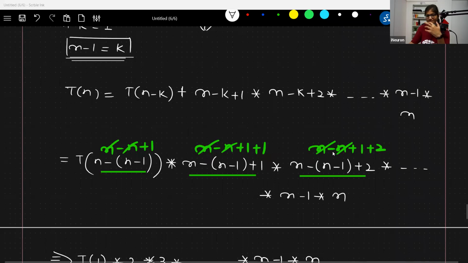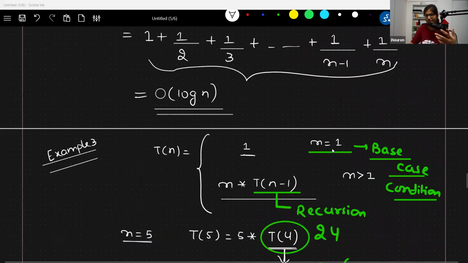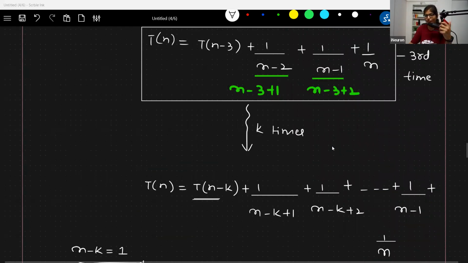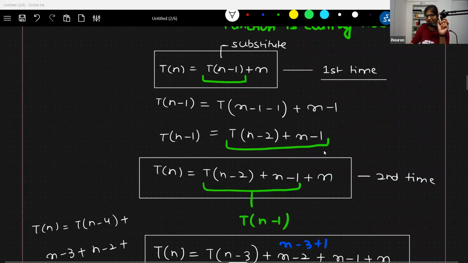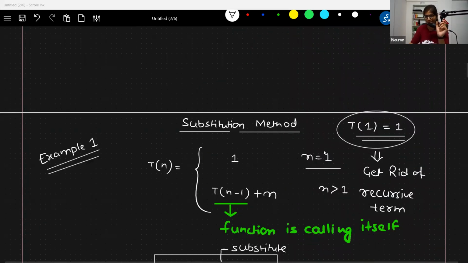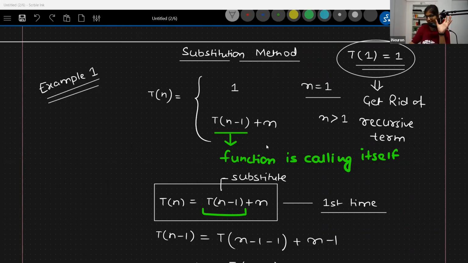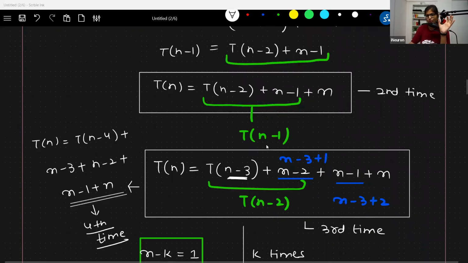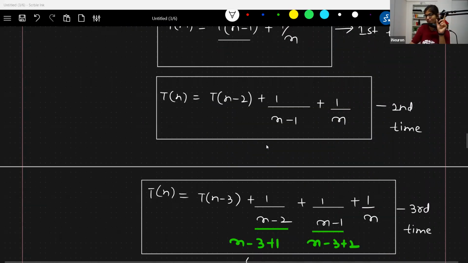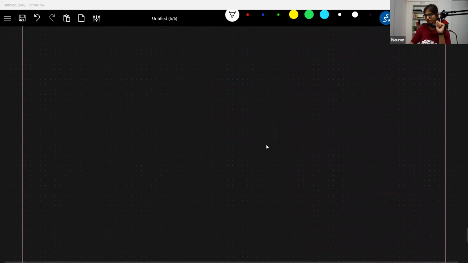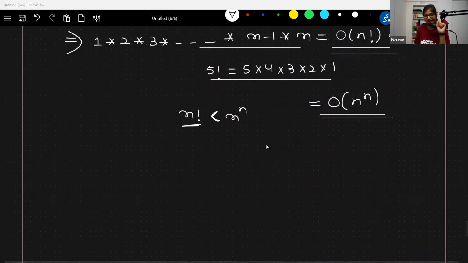Now, are you able to understand how, given a recurrence relation, we can solve any question using the substitution method, the very first method that we have discussed today, where mainly we need to substitute the recursive terms until we reach a point which is called k. So how is this n to the power n? For this, you need to refer to that complexity classes session, where I have talked about the relationship between n factorial and n to the power n.